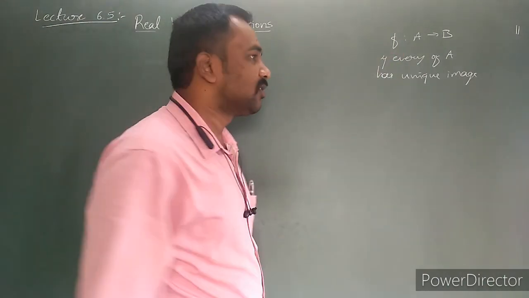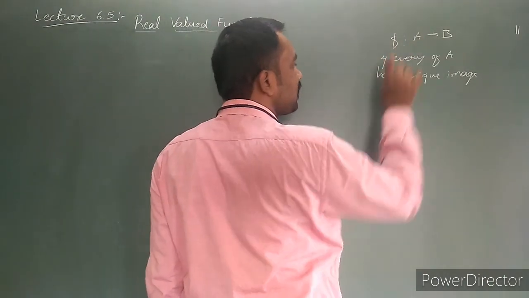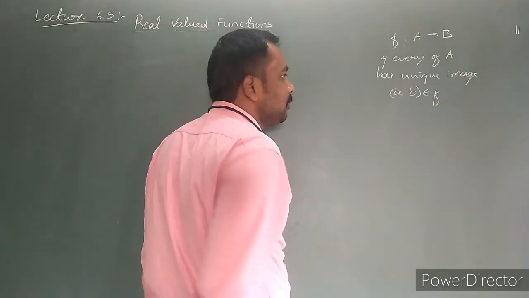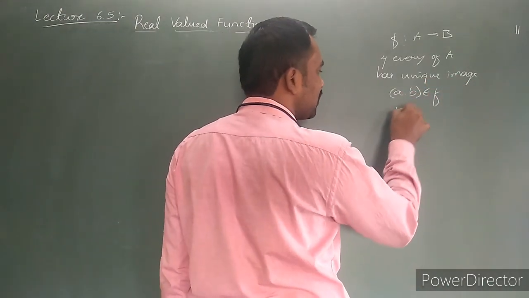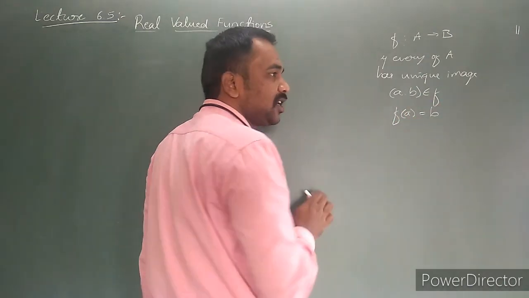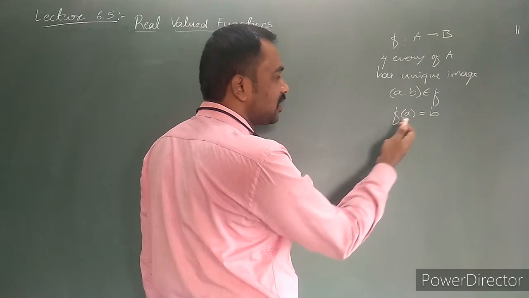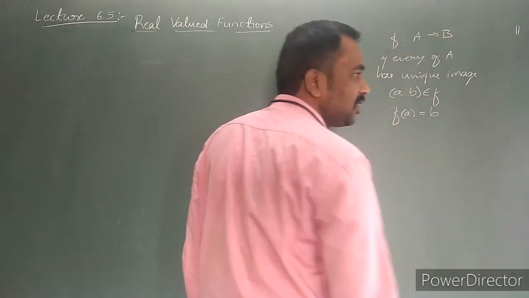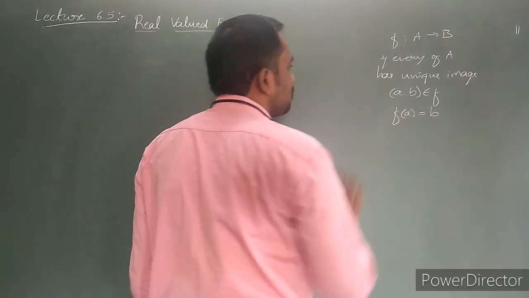That is denoted by f from A into B. Suppose the ordered pair (a, b) is present in the function f. Then we can write f of a is equal to b. And what is the meaning of this? The image of a under the function f is b. This is exactly the meaning.